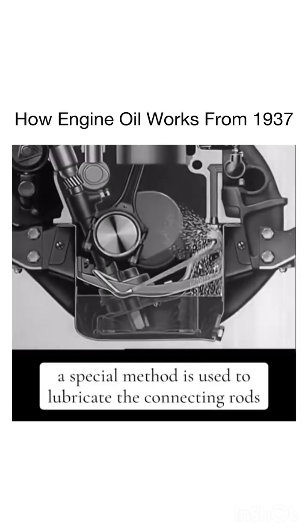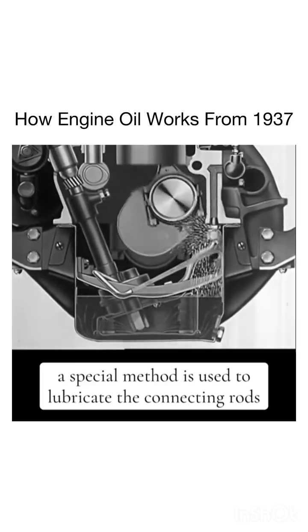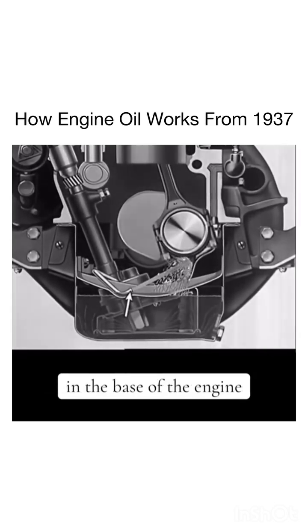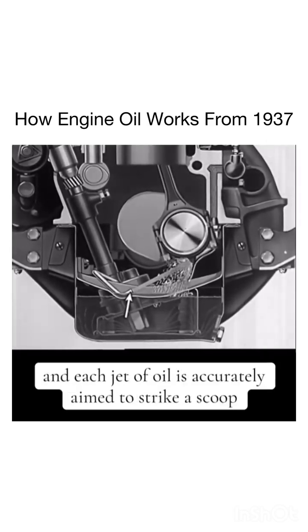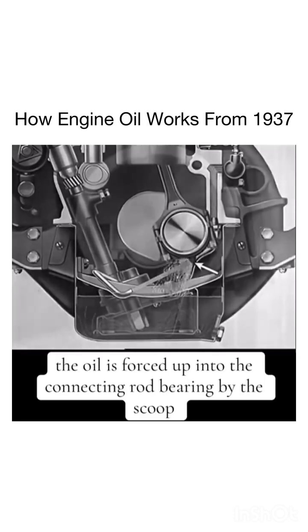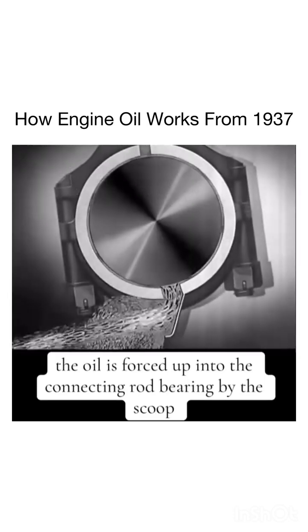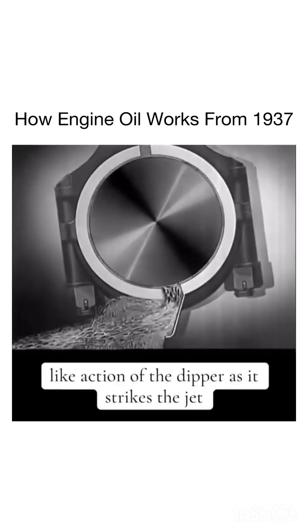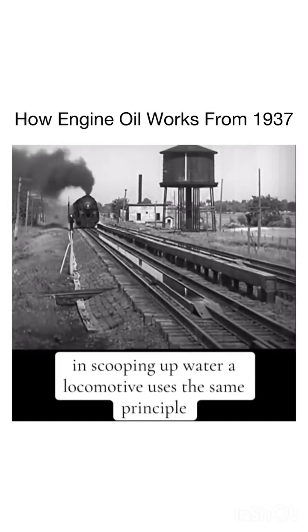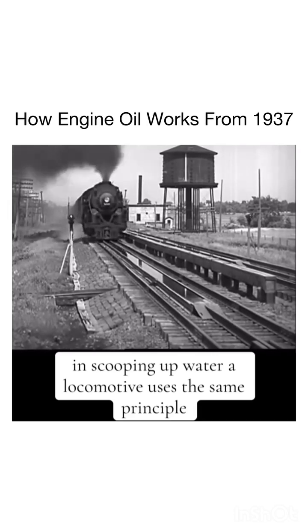A special method is used to lubricate the connecting rods. A high-pressure stream of oil is forced through nozzles in the base of the engine, and each jet of oil is accurately aimed to strike a scoop or dipper on the bottom of a connecting rod. The oil is forced up into the connecting rod bearing by the scoop-like action of the dipper as it strikes the jet. In scooping up water, a locomotive uses the same principle.